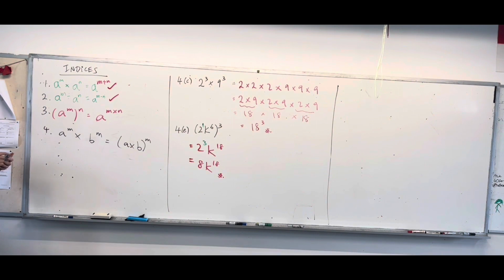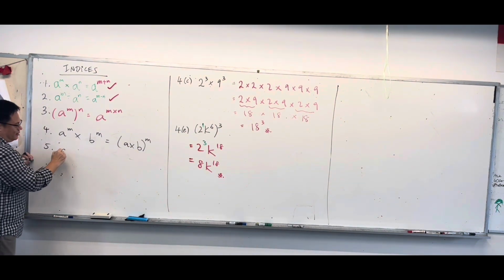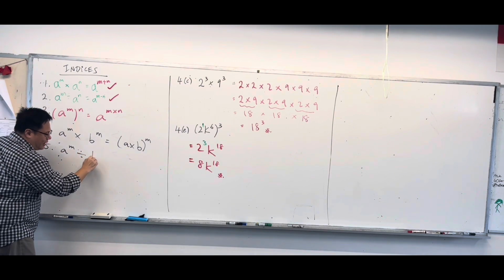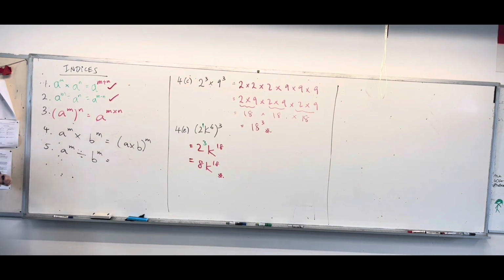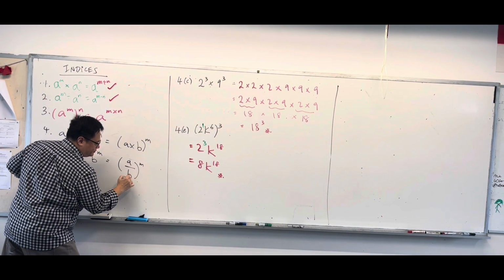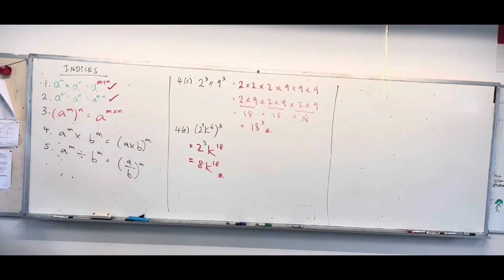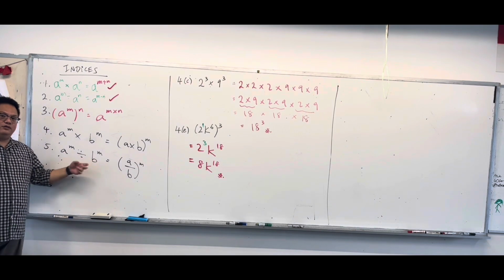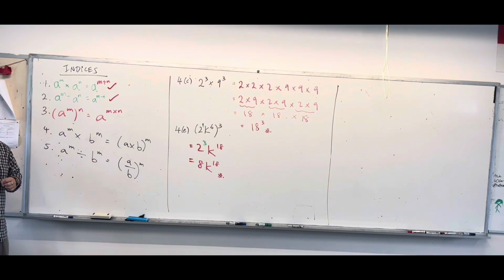Okay? Law number 5. What happens when you divide? Make a guess. What happens when you divide two expressions with the same power? What do you do with the bases then? You divide, right? So A over B raised to the power n. Okay? So when you divide two expressions with the same power, you divide the bases.